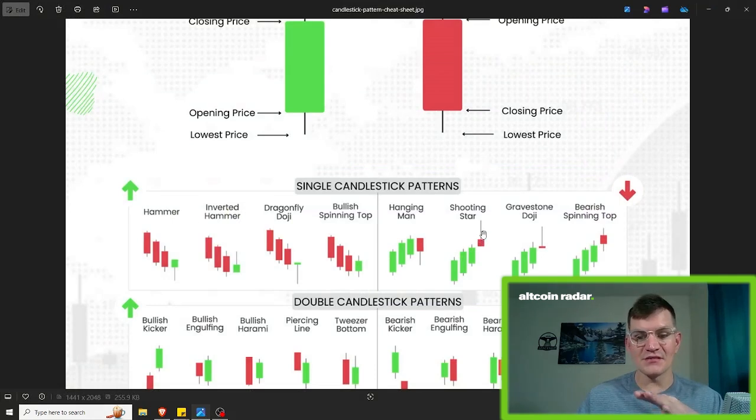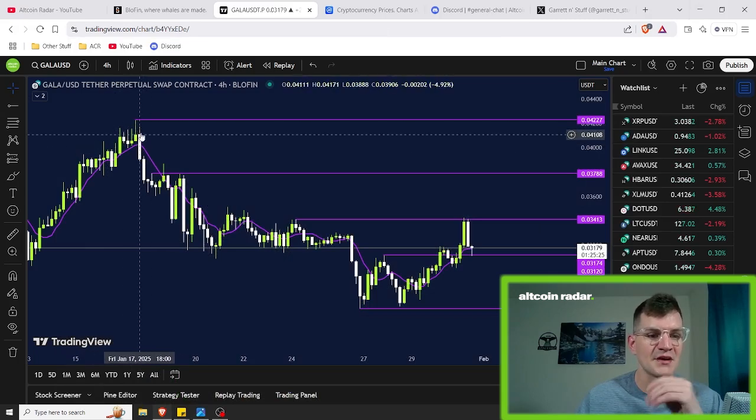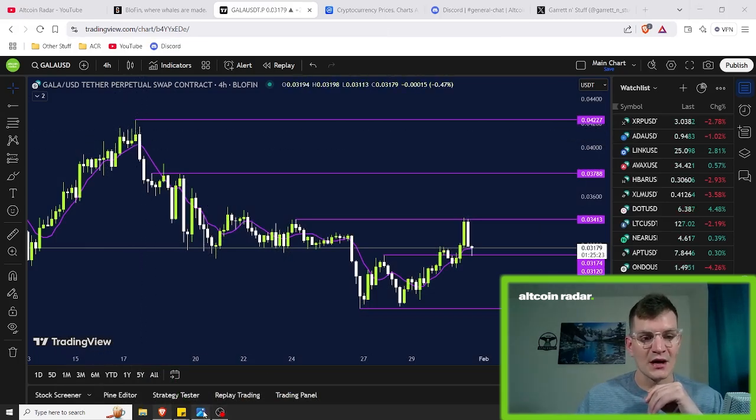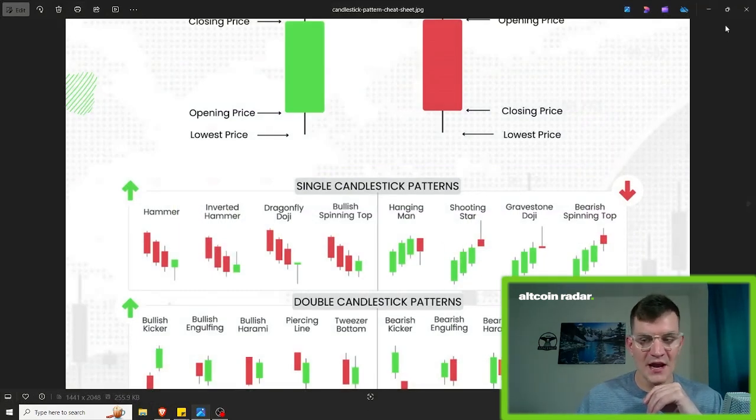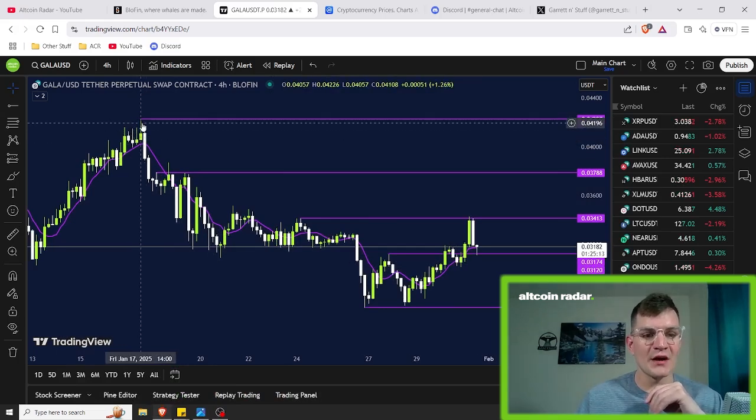Shooting star candles pretty much look the same as inverted hammer candles. The only difference is shooting stars show themselves at the top of an uptrend, which is what we have right here. This is the top of the uptrend, as you can clearly see. And the inverted hammer candles typically show at the bottom of a downtrend, and they're typically green, okay? So we can clearly see that even though this one is green, we are at the very tippy top of a bullish trend that happened right here.